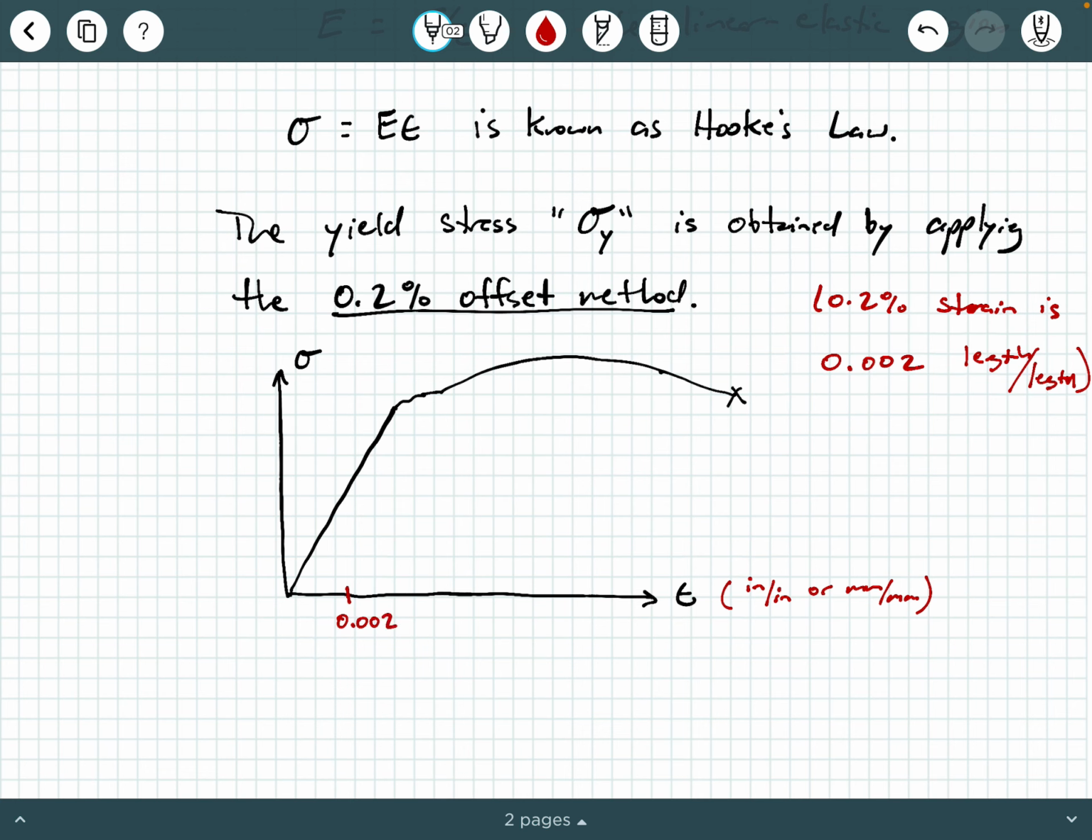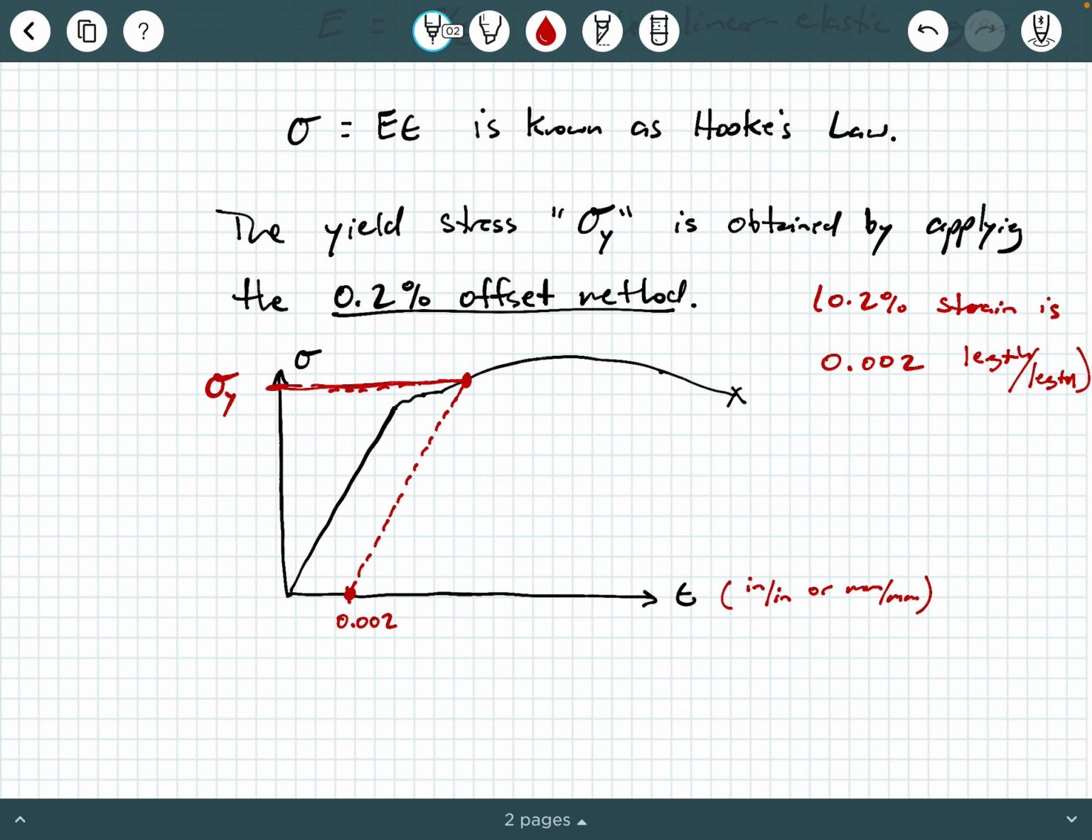So 0.002, and you start here, and then what you do is you sketch a straight line segment that is parallel to this linear segment of your stress strain diagram, okay? So we're going to sketch a line that is parallel to our linear elastic portion, and we sketch that up until it intersects the stress strain diagram, okay? And then what you do is you move over, and where your horizontal projection intersects the stress axis, you have sigma y, the yield stress or the yield strength, okay? So that's another important material property that we use in analysis and design of structural and mechanical systems, okay? So that's the yield stress.